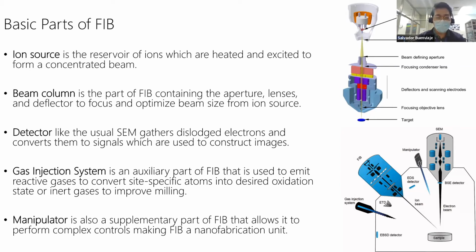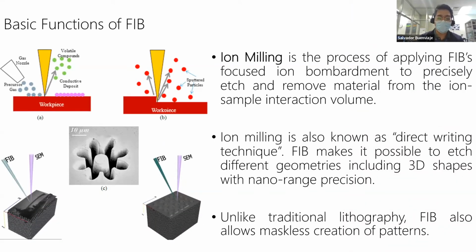So manipulators, again, this is also a supplementary part only. It allows complex controls of FIB. Usually, this is used in nanofabrication. So what are the functions of FIB? First and foremost, it is used for ion milling. Not just the ion milling of bulk samples, but it is a very precise ion milling. So it is the process of etching and removing material from the ion-sample interaction volume precisely. So you can etch away a certain shape or pattern depending on the purpose. So it is also called a direct writing technique. FIB makes it possible to etch different geometries, including 3D shapes, within nano-range precision.